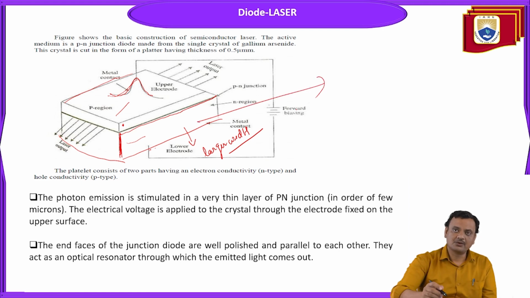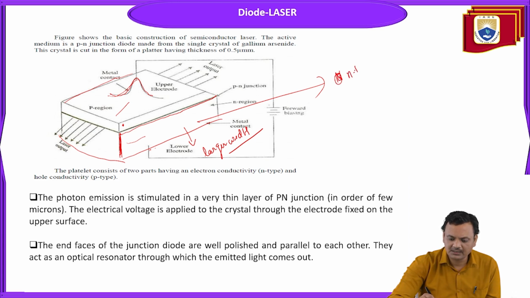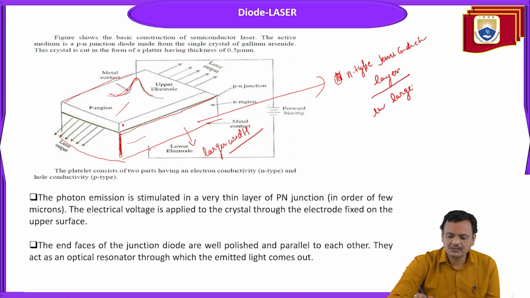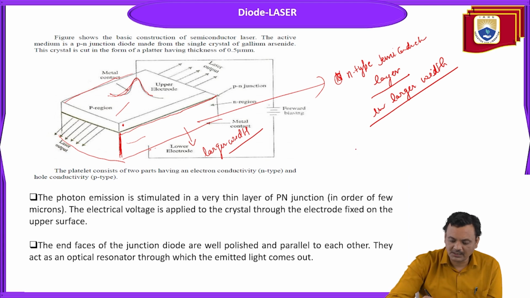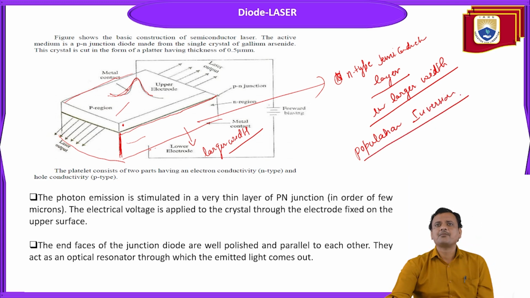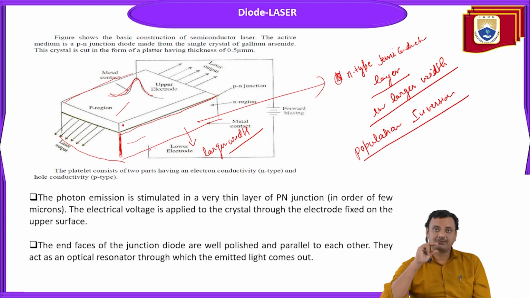And why are you keeping this N-type semiconducting layer in larger width, and also with higher doping concentration? Why? Because if you keep the larger width and higher doping concentration, the available number of electrons will be large, so that you are able to maintain one condition that is known as population inversion. Okay, that's why you keep this N-type layer width more in comparison to the P-type layer width.